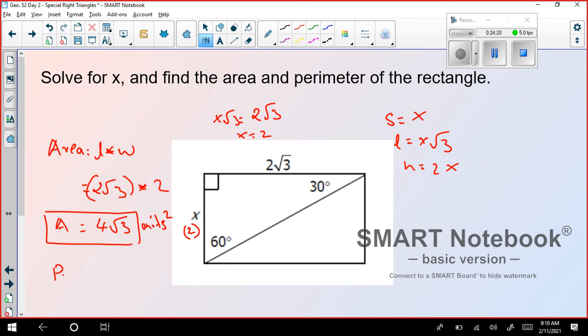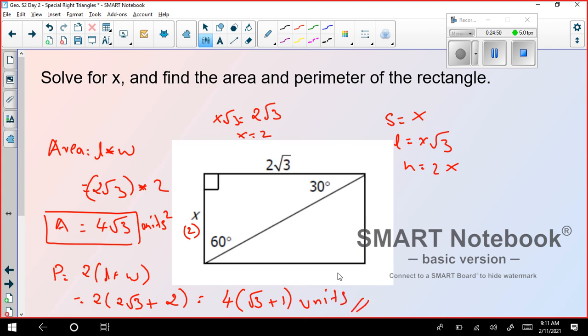Same way, the perimeter is 2 times length plus width. So let's do that. 2 times the length, which was given to us as 2 root 3, plus 2. Okay, you can further take 2 out and it will become 4. We'll have 4 times root 3 plus 1 units. Or you can just write in decimals, which is going to be root 3 plus 1 times 4, which gives us 10.928.